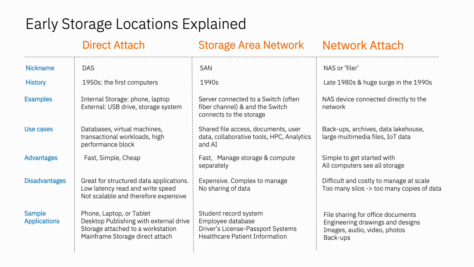Direct attach is as it would imply. You attach the storage directly to the computer. Storage area network, well, we hear the word network, so the storage gets attached to a network switch, and the network switch gets attached to the server. Now, it's a switch, so you can have multiple servers, and you can have multiple storage systems. And then network attach is, as the name implies, storage attached to the network. So let's take a look at a picture of this to make it even simpler.